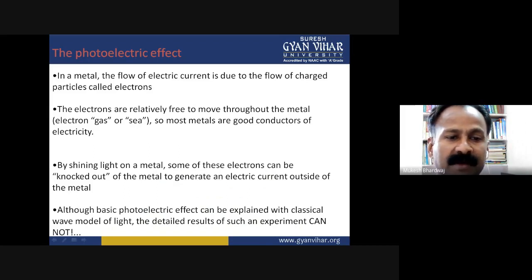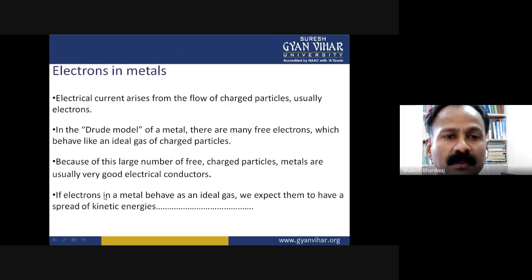outside of the metal. Although the basic photoelectric effect can be explained with the classical wave model of light, the detailed results of such an experiment cannot be. Electrical current arises from the flow of charged particles, usually electrons. In the Drude model of a metal, there are many free electrons which behave like an ideal gas of charged particles. Because of this large number of free charged particles, metals are usually very good electrical conductors.